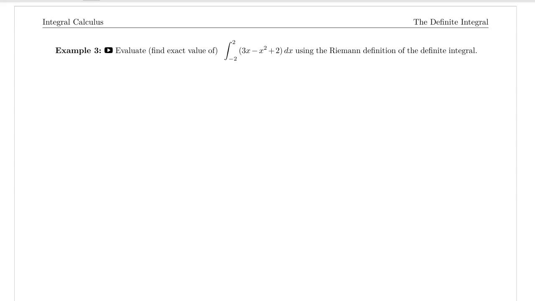Welcome to part 2 on talking about the definite integral. Our next example says evaluate, or find the exact value of, the definite integral from -2 to +2 of the function 3x minus x squared plus 2 dx using the Riemann definition of the definite integral.